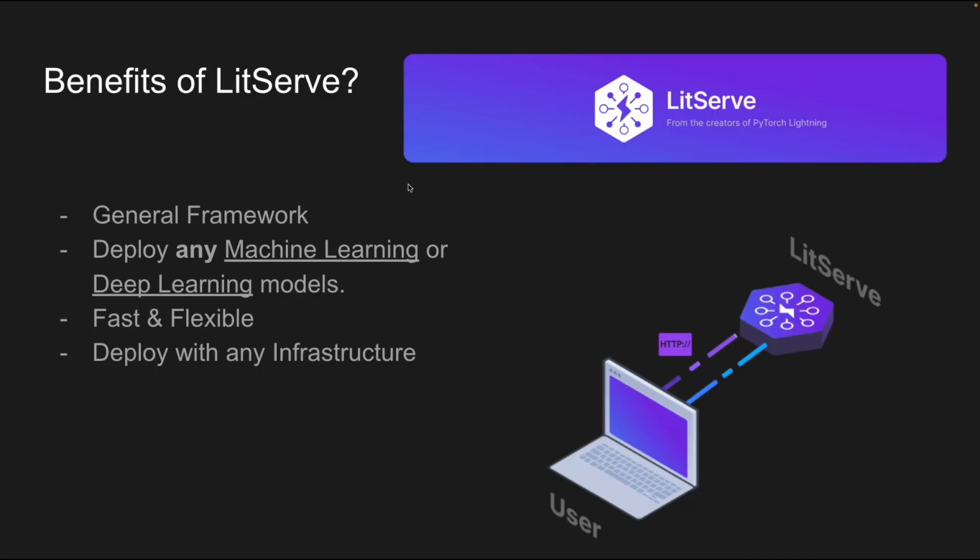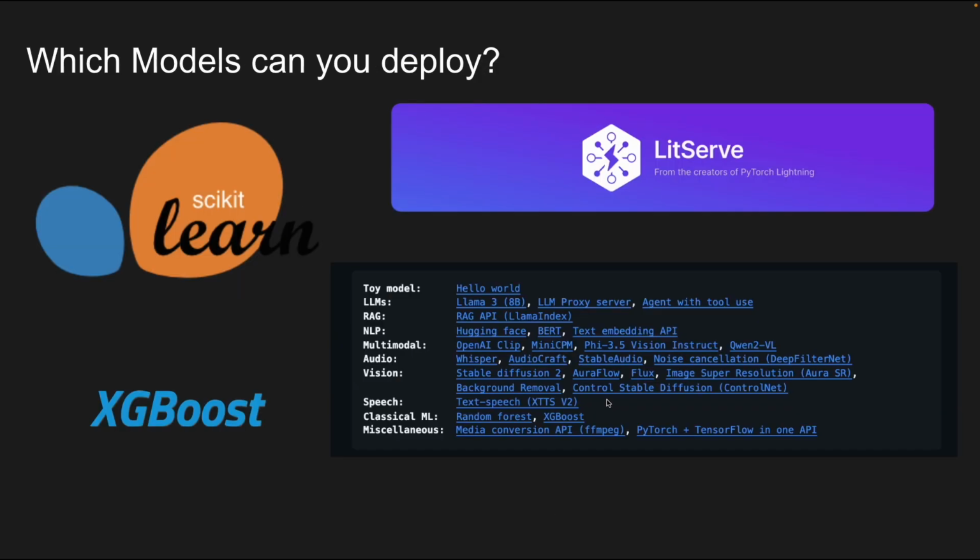Now let's talk about the benefits of LitServe. LitServe is in essence a general framework where you can deploy any machine learning or deep learning models. It's fast and flexible, and you can deploy with any infrastructure. This can be AWS, GCP, or your own home server. And the main idea is that once you have your own LitServe server with this LitServe package, you can deploy it where you can use an endpoint to call and go back and forth with a model.